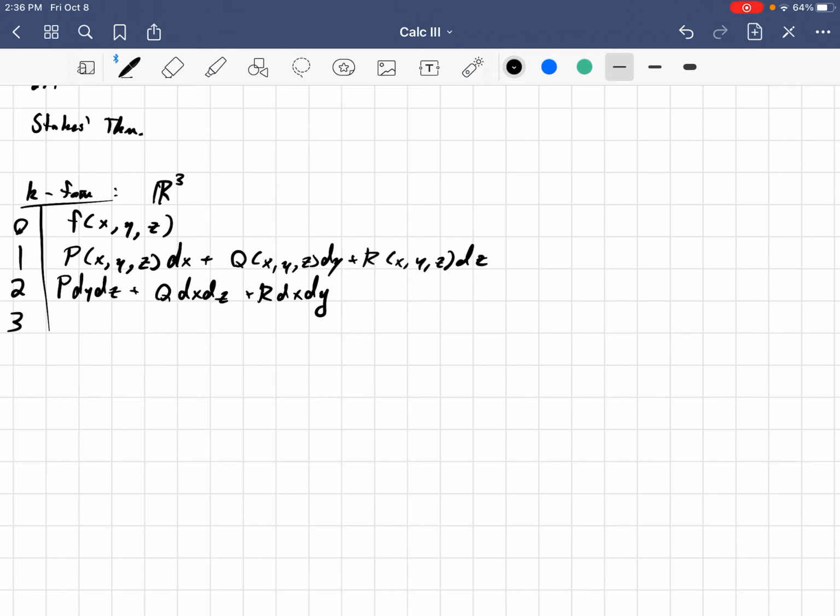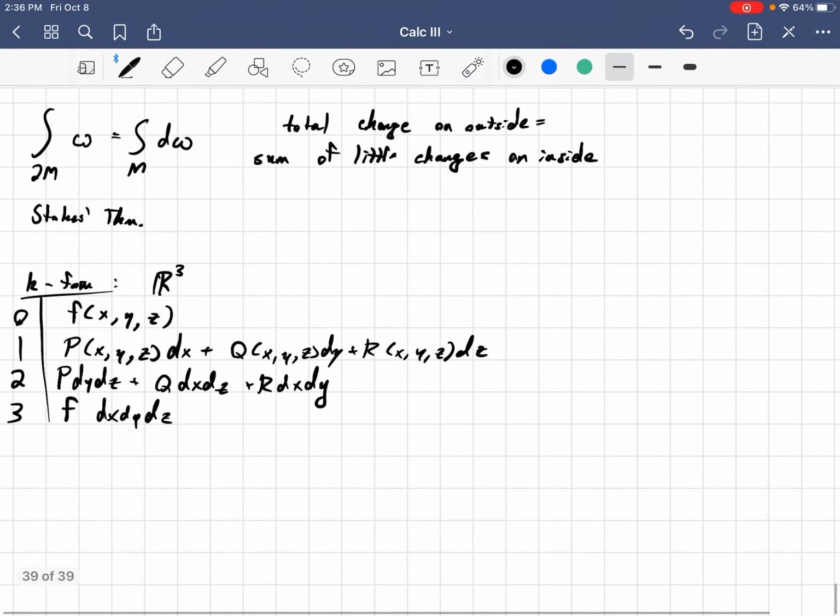And then lastly, a 3-form in R3 would be all possible ways that we can take these 3 differentials, dx, dy, dz, and attach them to a function. Well, there's only one way to attach 3 differentials if we're doing them 3 at a time. That's just dx dy dz, attached to a function, say, f. So these are the forms that we're going to be dealing with, and it gets much more general than this, but for the sake of this video, this is what we'll be sticking to for K-forms.